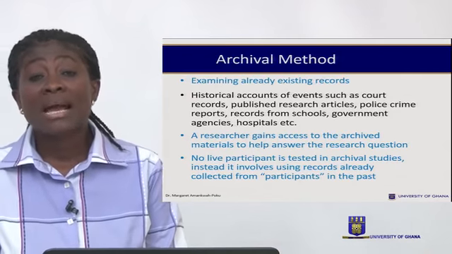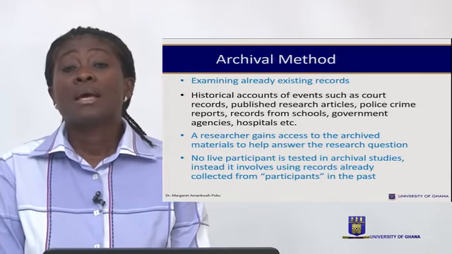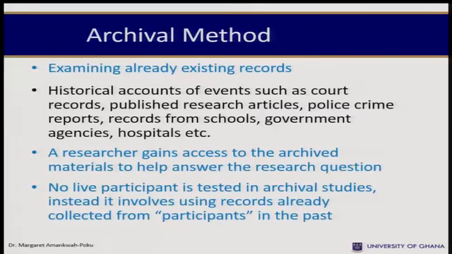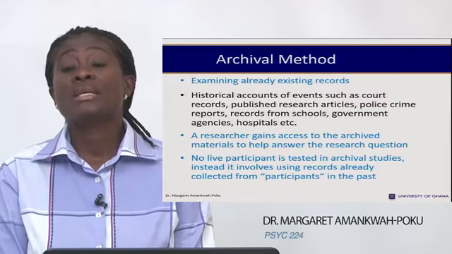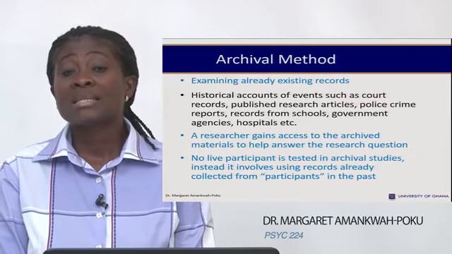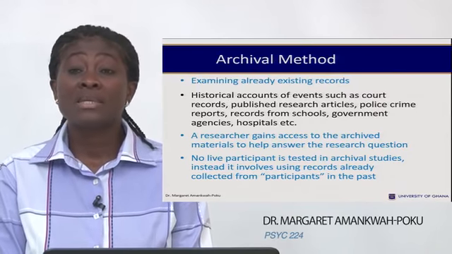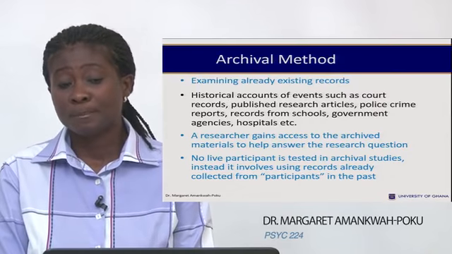Now the second one is the archival method. And this examines already existing records. So with the archival method, you are not testing participants. You basically resort to using historical accounts of events. So it could be studying journal articles, police crime reports, etc. So events that have occurred already that have been reported on, and you are studying these events. So as I said, no live participant is being tested in the archival study.